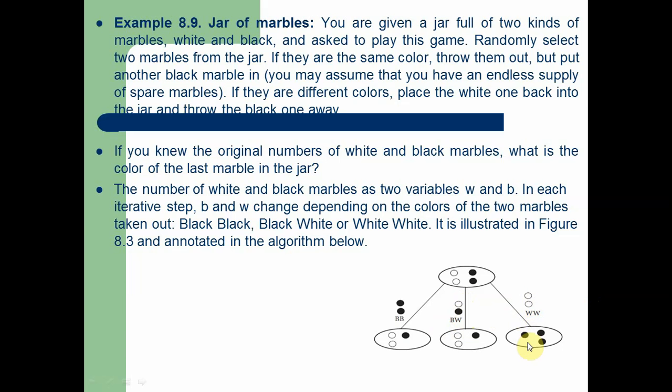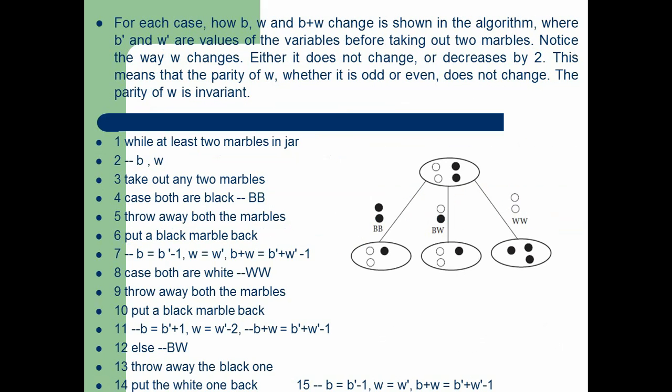So what we want to do is know the original number of white and black marbles. What is the color of the last marble in the jar? The numbers of white and black marbles are two variables, namely W and B. In each iterative statement, B and W change depending on the colors of the two marbles taken out: either black black, black white, or white white. It is illustrated in this table. So consider there are two variables, black and white.